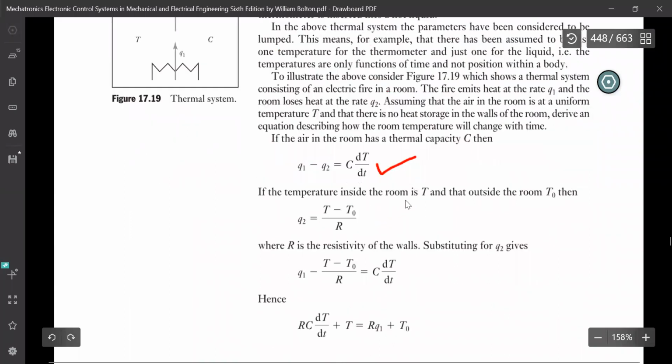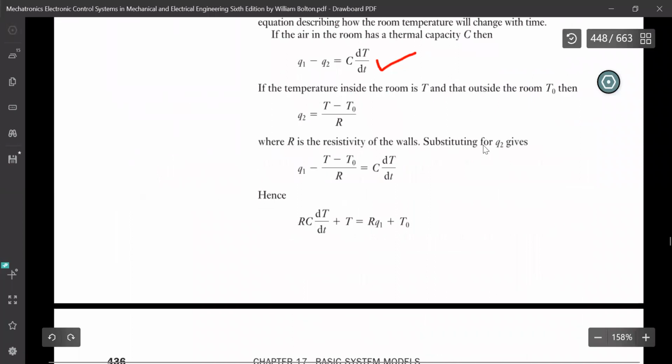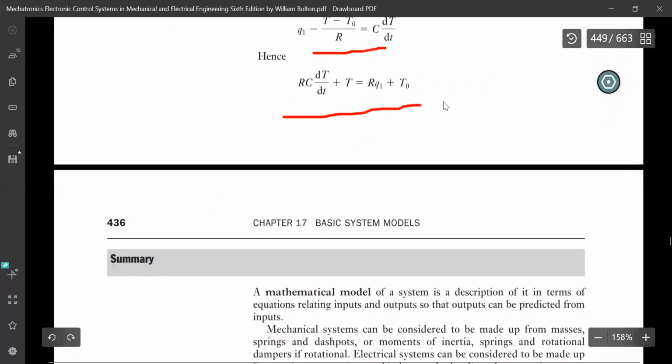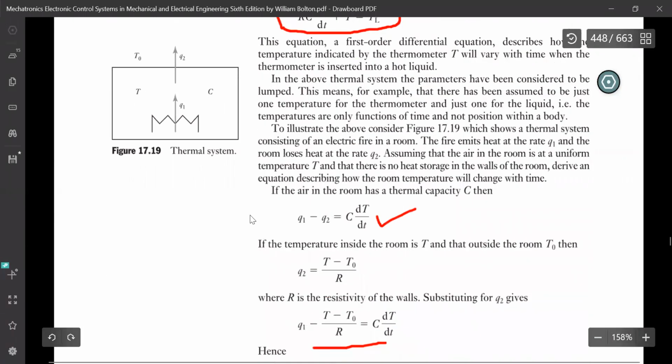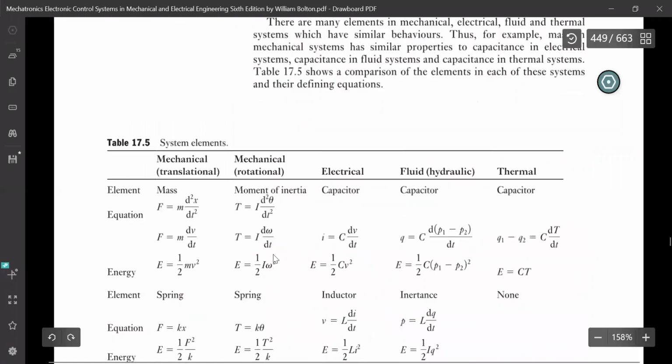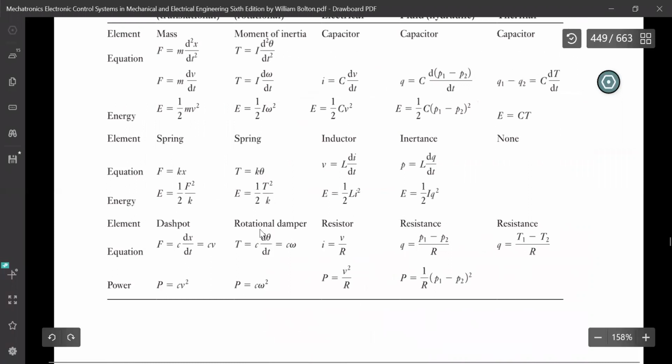If the temperature inside the room is T and that outside the room is T naught, then Q2 is equal to (T minus T naught) by R, where R is the resistance of the wall. Substituting for Q2, you can get this equation. So this is the equation for when there is a Q2 in your system. So you can have these final system elements.